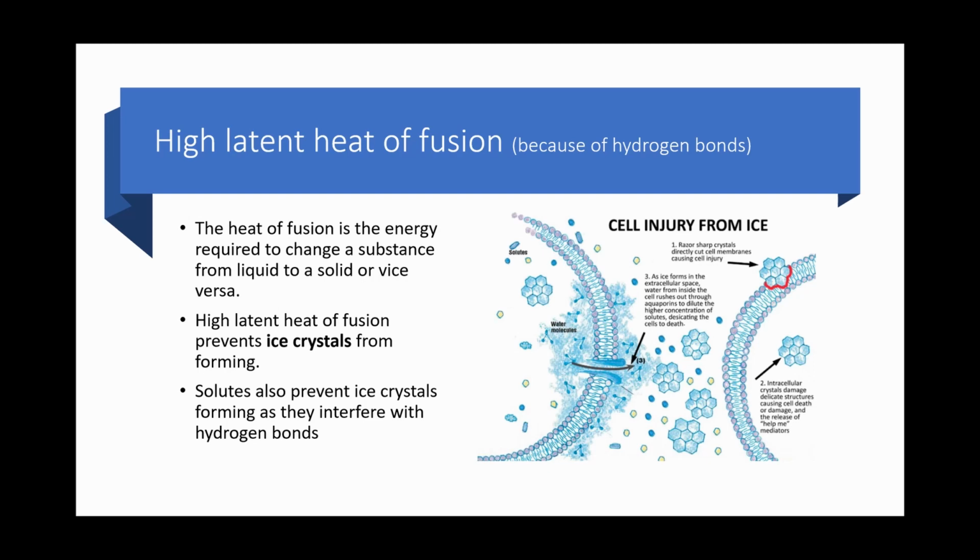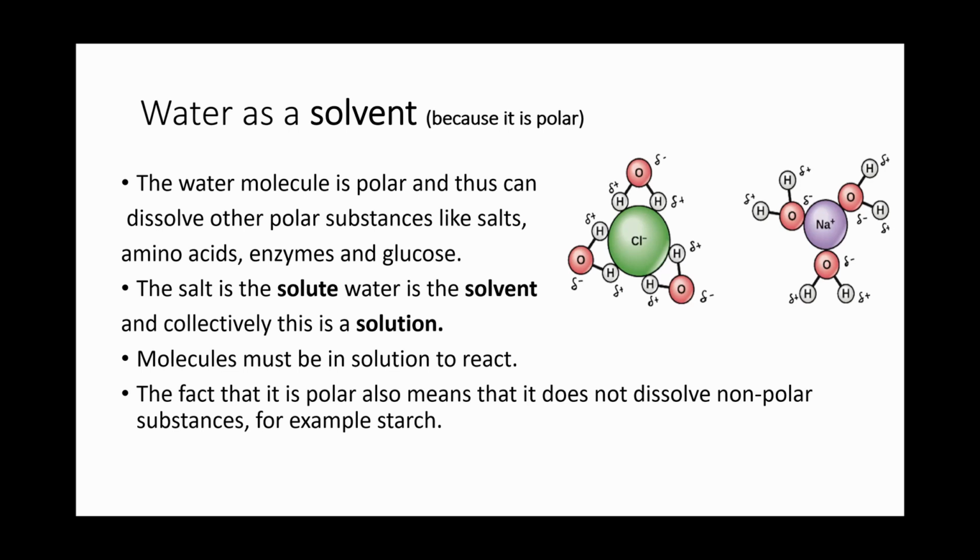And another thing that promotes water staying in its liquid form is the presence of solutes. Because salts like NaCl, the ions from this can get in between the hydrogen bonds and prevent it from linking up to form ice crystals. So this is also important that we have solutes in the water in our cells. So we just looked at a bunch of properties that water has because it has hydrogen bonds. Now we're going to look at some properties that water has because it's polar.